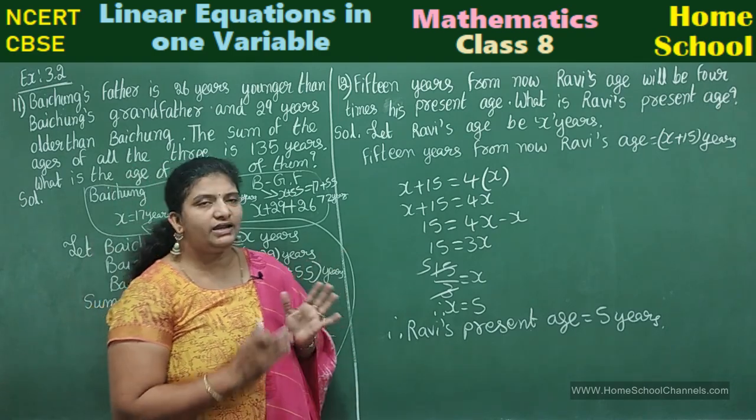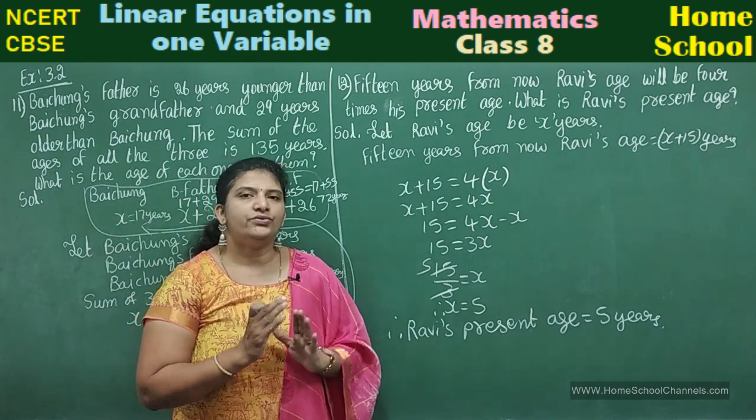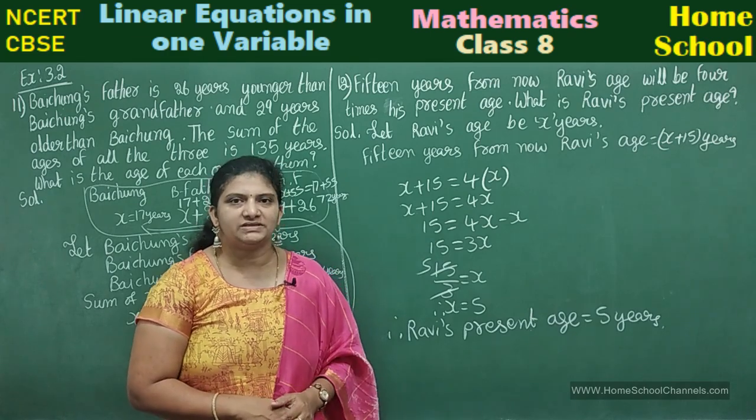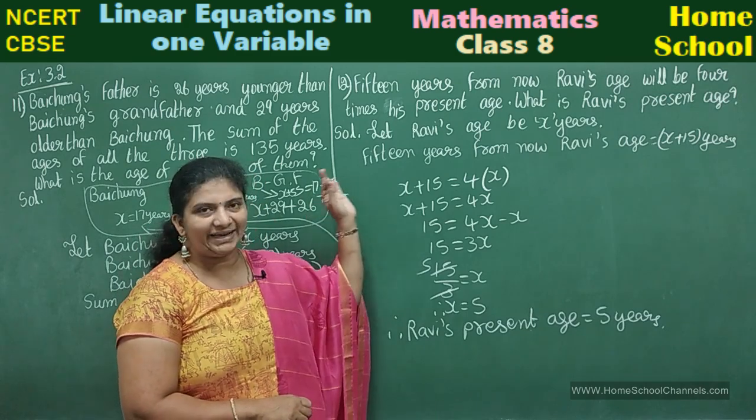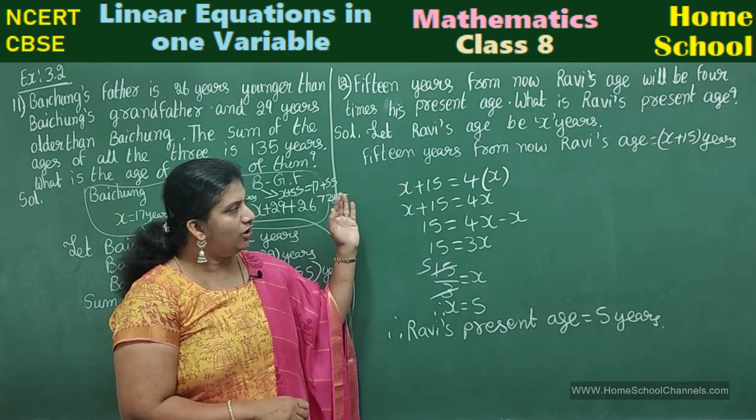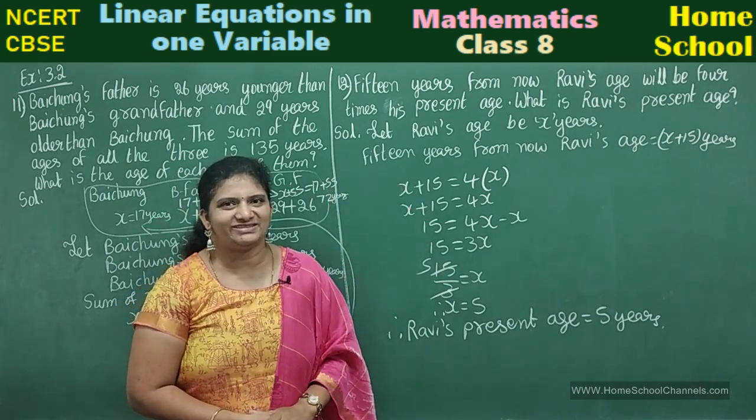While you are reading these verbal problems, read 2 to 3 times until you understand. Then you put on paper what you understood by reading that statement. Automatically, you get the equations.